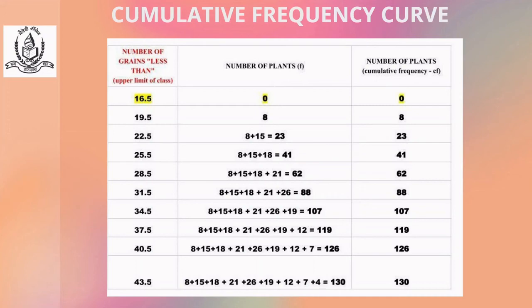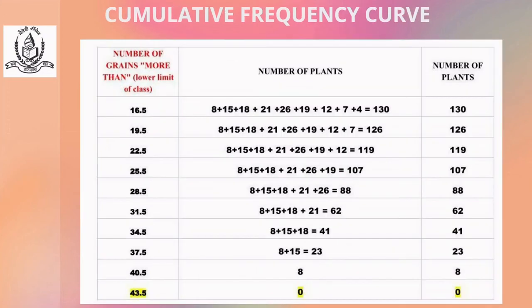As we go down, the number of grains for the upper limit of 22.5 gives us the value of 8 plus 15, which is equal to 23. As we go down, we will reach the final number, representing the cumulative frequency for the less than graph. In a similar way, we calculate the number of grains for the more than graph using the lower limit of the class.